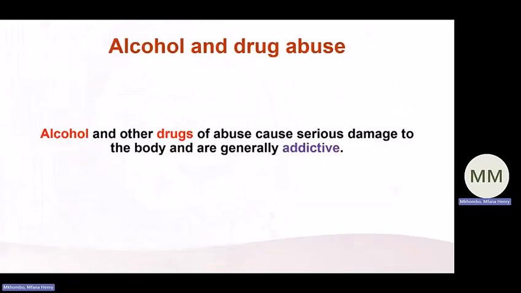So we also have alcohol and drug abuse. Alcohol and drugs are not nutrients at all, so we're not going to take them as food or nutrients or something that can be used for nutrition. Alcohol and other drugs of abuse cause serious damage to the body, more especially the liver and the nervous system, and are generally addictive, which means you will be required to support that habit all the time, which can have serious economic as well as social consequences.